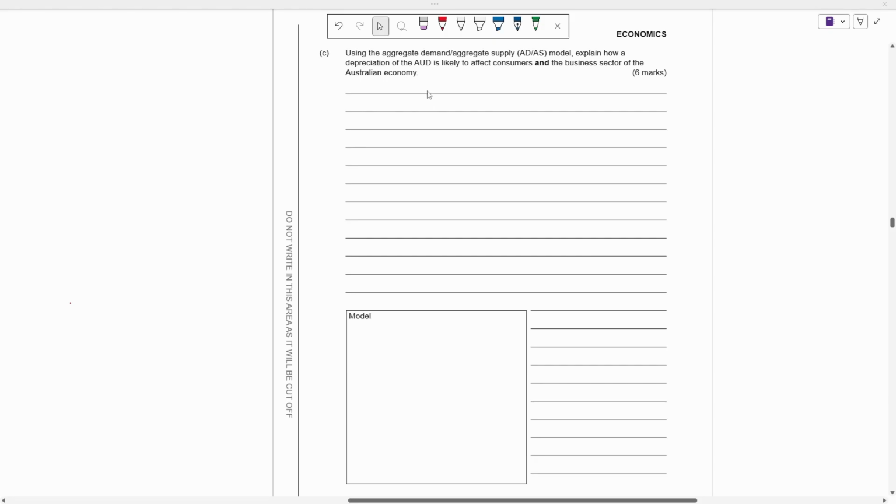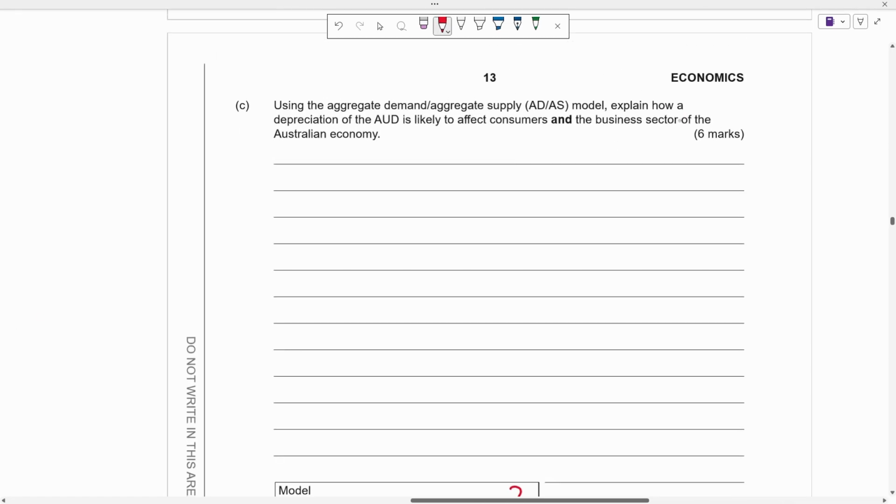Part C, using the aggregate demand / aggregate supply model, explain how a depreciation of the AUD is likely to affect consumers and the business sector of the Australian economy for 6 marks. So we know our model is going to be 2 marks, so that leaves us with 4 marks for our explanation. Safe to assume a 50-50 split, so 2 marks to talk about consumers, 2 marks to talk about the business sector.